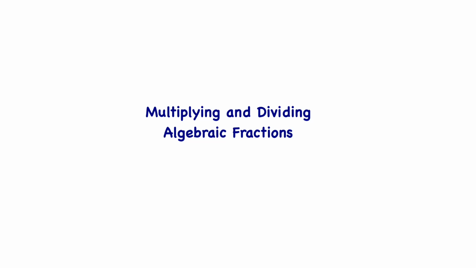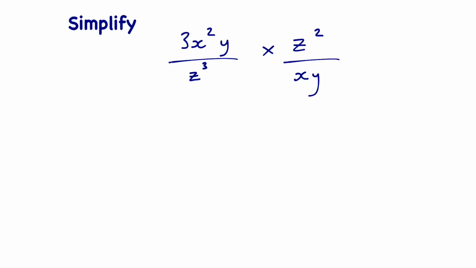Multiplying and dividing algebraic fractions. So let's have a look at our first example. As is normal for numeric fractions, we always try and cancel down before we multiply. Now here in this algebraic fraction you can see that we can cancel some z's down and we can cancel x's and y's as well. So let's do that first.